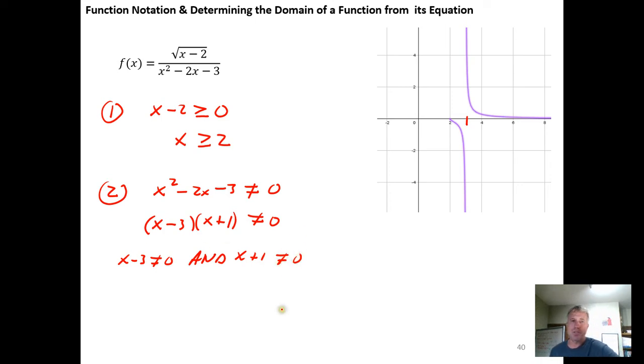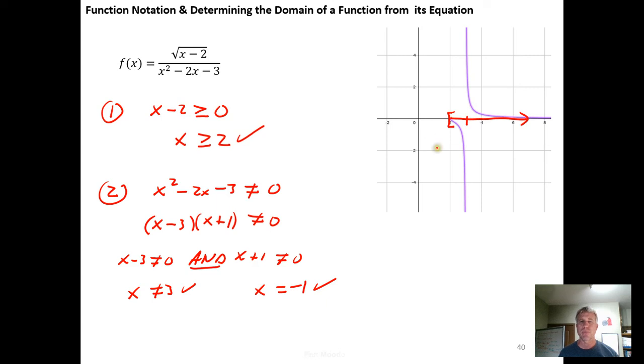We need neither one of them to be 0, which is why I get to connect this with an and. Now I add 3 to both sides. I see that x cannot be 3, and subtracting 1 from both sides on this one, I get that x cannot be negative 1. So I need to use all 3 of these pieces of information to come up with the domain. The first thing I want to identify is that for x to be greater than or equal to 2, the x's are starting here at 2, and to be greater than 2, the x's have to be going that way.